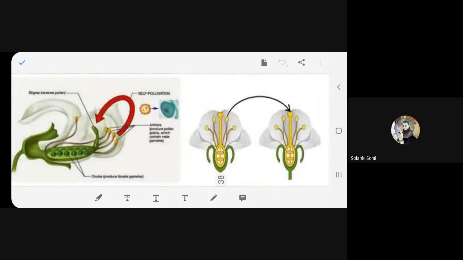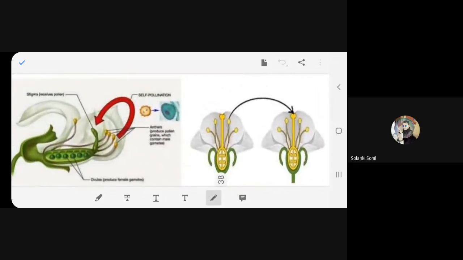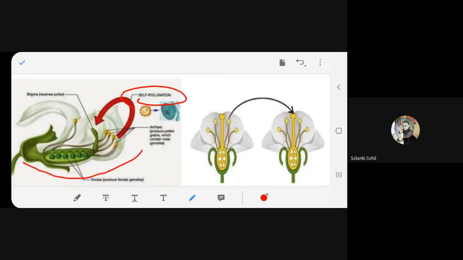See, now you can understand. In this case, this is self-pollination, because it is happening in one flower. This is one flower. Understood? So what is happening? This stigma is taking the pollens of the anther, which is already there in the same flower. So this is self.